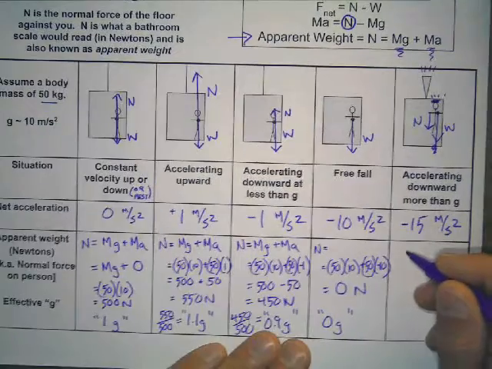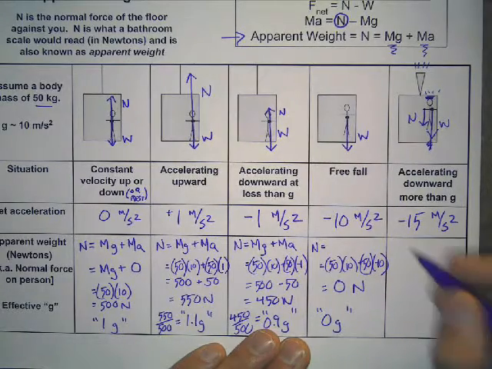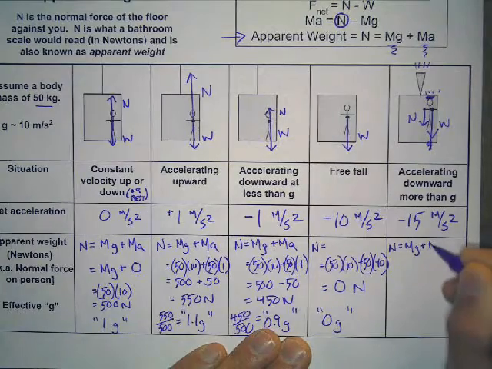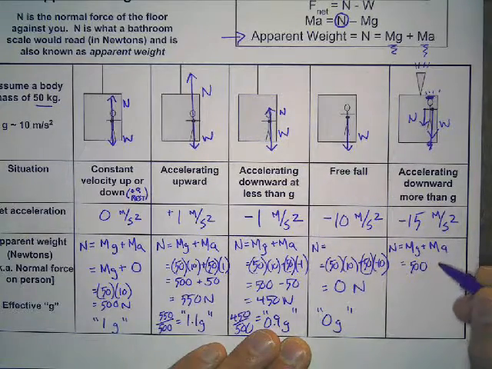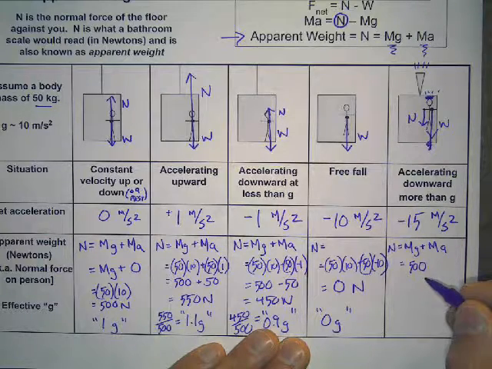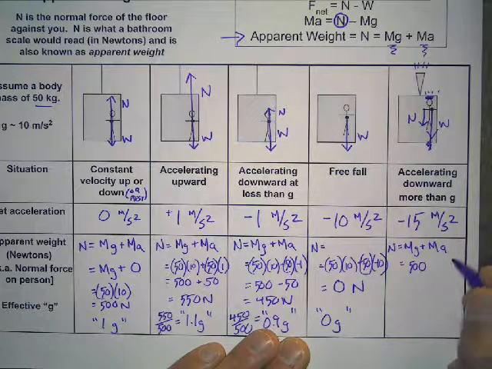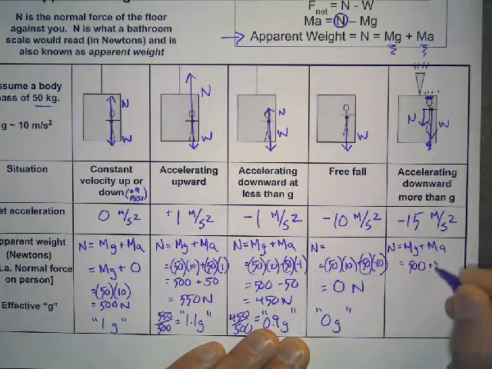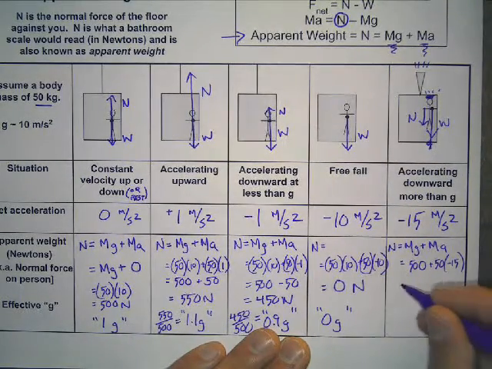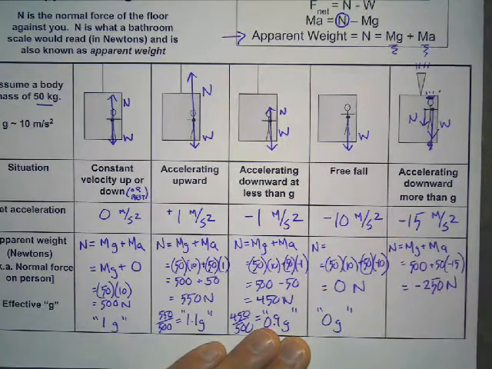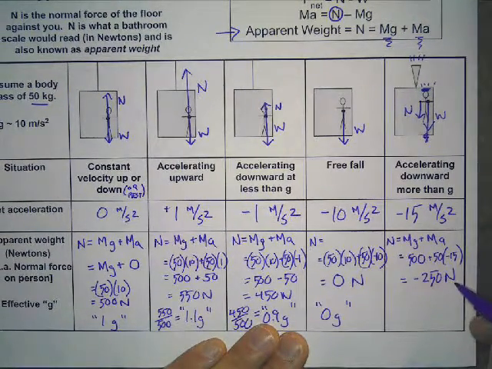So how hard is the car pushing on you to make this happen? Maybe you could stop and take a guess as to how many newtons that's going to be. Let's check it out. So you're going to have the usual 500, but then you're going to have also this negative 15 here. So plus 50 times negative 15. And when you do the math on that, you get negative 250 newtons. Okay. So what you're experiencing is that the elevator roof is pushing down on you with that force. That's why it's a negative number here.